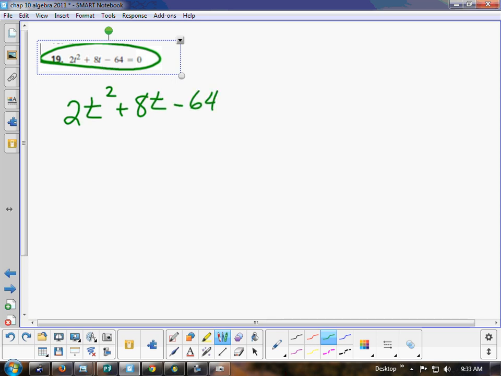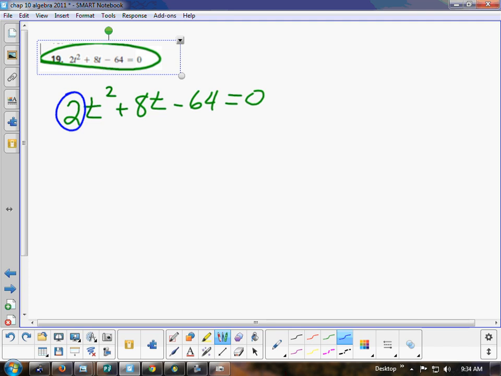Now, there's a couple ways to do this question here. You could use the quadratic formula. You could divide everything by 2 and make your life a lot easier, but we can't do that. I don't want to do that right now. Let's do the long method here. Okay? I'm going to do the long method because there's a 2 out in front of here.